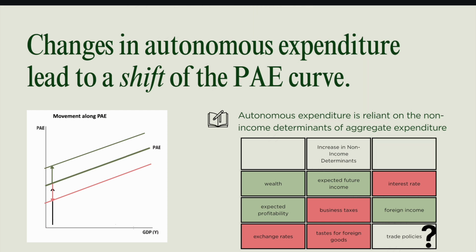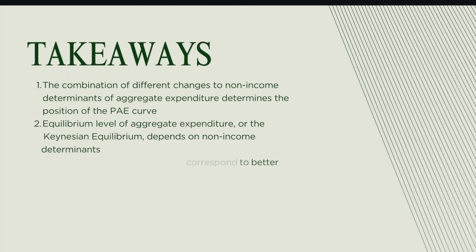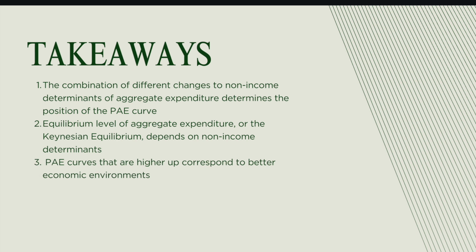So, what are our takeaways? The first is that the combination of different changes to non-income determinants of aggregate expenditure determines the position of the pay curve. The second is that the equilibrium level of aggregate expenditure, or the Keynesian equilibrium, depends on non-income determinants. And the third is that pay curves that are higher up correspond to better economic environments.